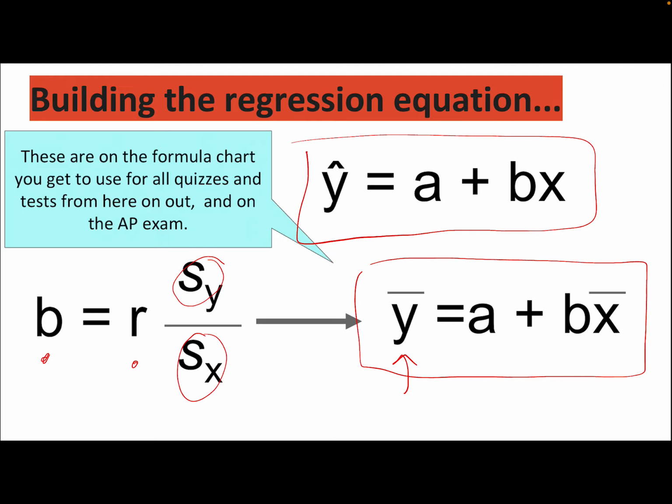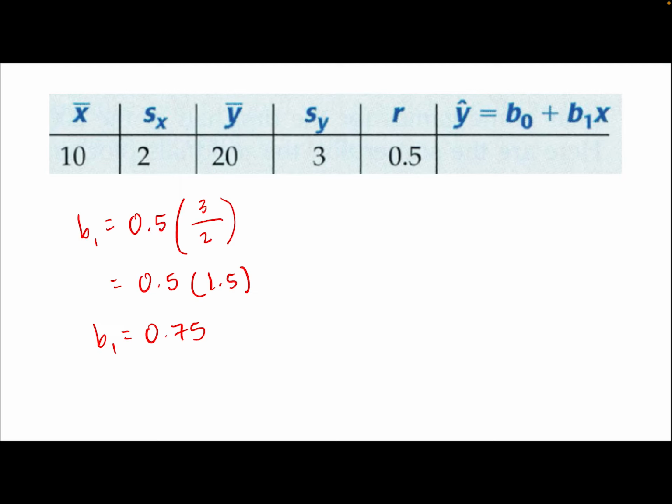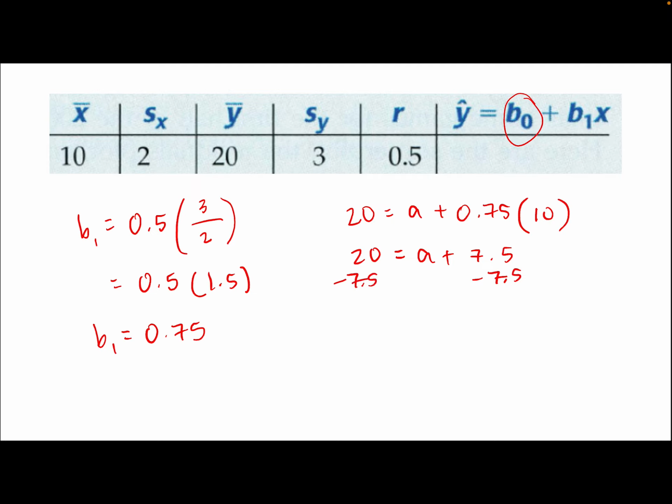I'm going to plug in the mean of y and the mean of x as y and x to figure out what a is. So I'm going to use the mean of y for y, which is 20. A is what I'm trying to figure out. A, or sometimes it's written as b0, either one, plus b, which we just figured out was 0.75, times x, and I'm using the mean of x as x, so 10. So I'm going to do a little bit of math. And that'll leave me with a equals 12.5. And again, b0 is sometimes what we see for a.